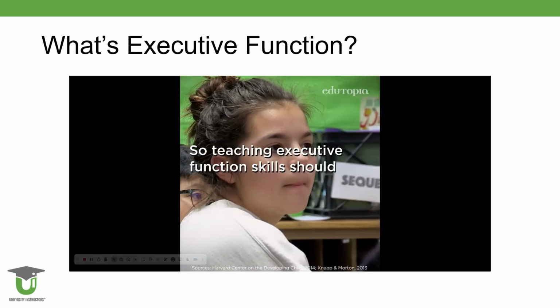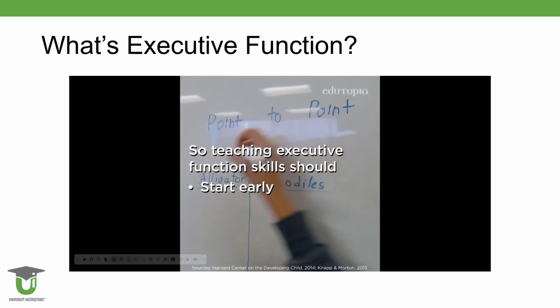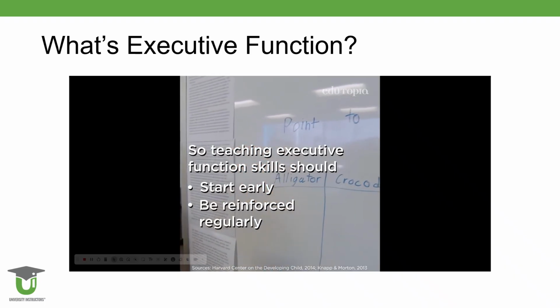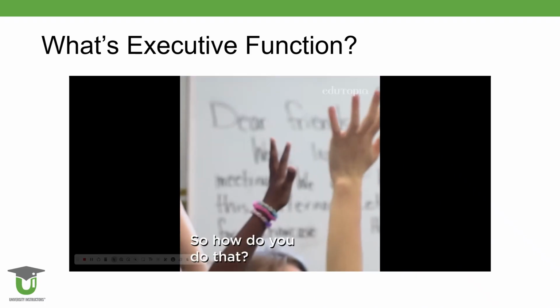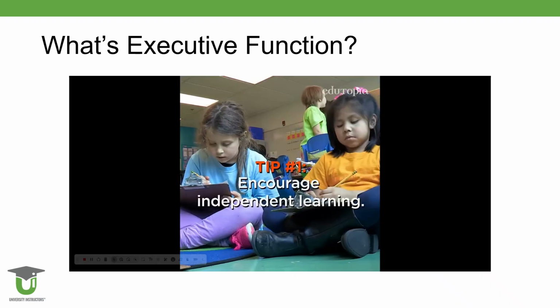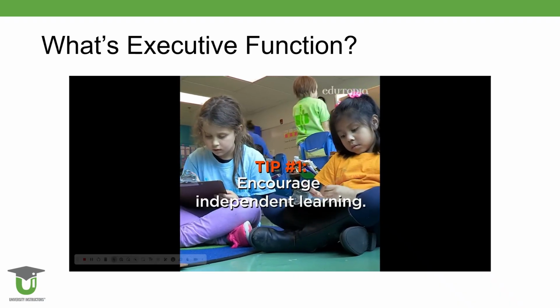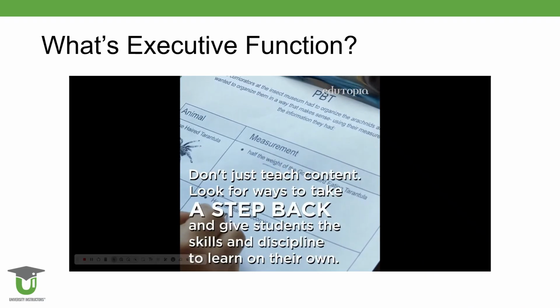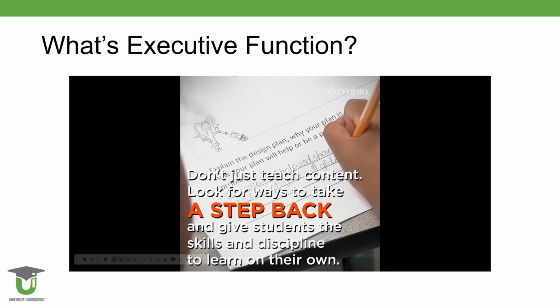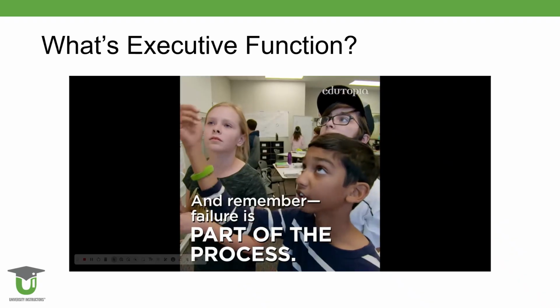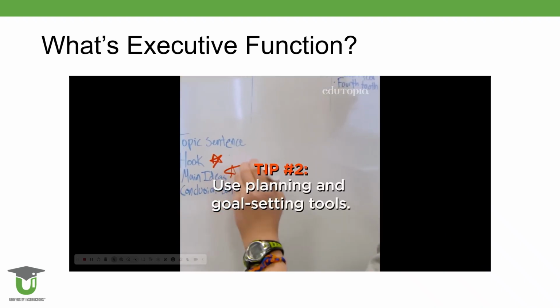So teaching executive function skills should start early, be reinforced regularly, and continue up through high school, at least. How do you do that? Don't just teach content. Look for ways to take a step back and give students the skills and the discipline to learn on their own. And remember that failure is part of the process.